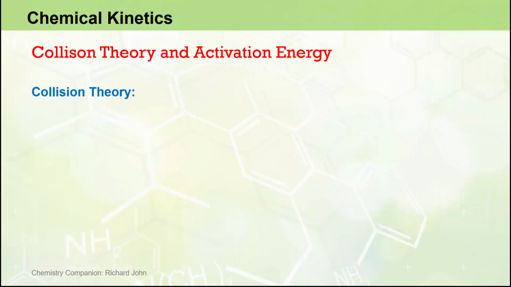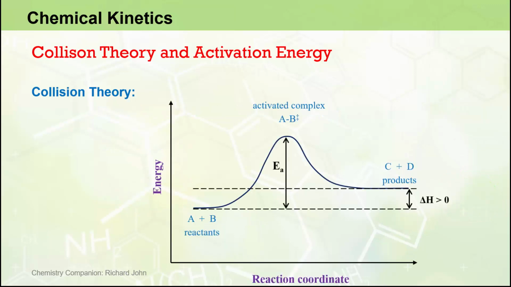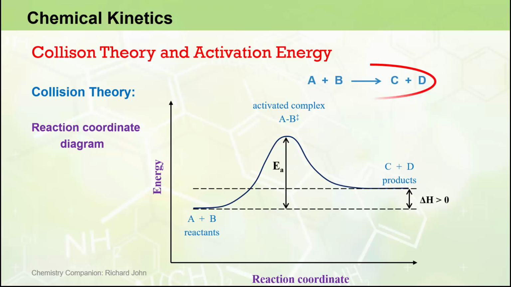The progress and energetics of a chemical reaction can be plotted on a chemical potential energy diagram, otherwise known as a reaction coordinate diagram. This is a potential energy diagram for the general reaction between two reactant molecules A and B, forming the products C and D.